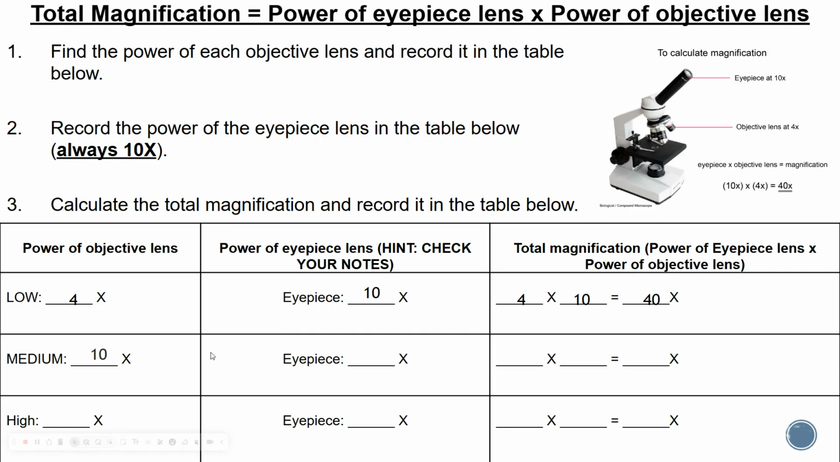Medium is 10, eyepiece is always 10, so 10 times 10, 100 times is the total magnification at medium power. At high power the magnification is 40. Your eyepiece is always 10. 40 times 10 is 400 times total magnification. And that's how you would calculate the total magnification of your specimen under the microscope.